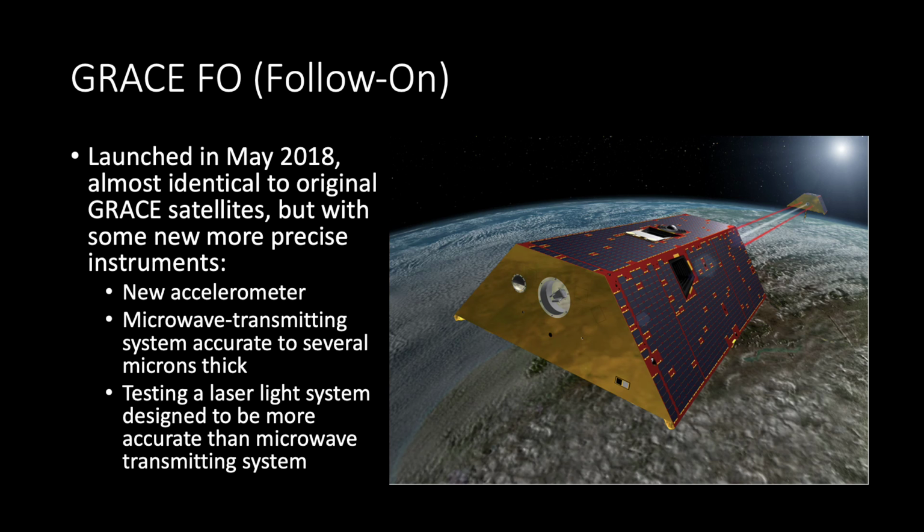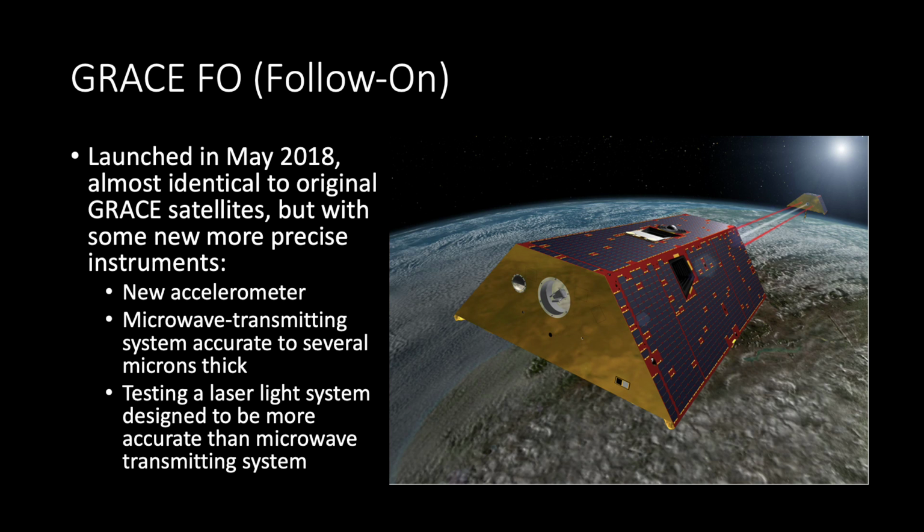So since the initial mission of GRACE was curtailed in October 2017, they have actually launched a new set of twin satellites on a mission aptly named GRACE-FO, FO for follow-on. This mission was launched in May 2018, and it carries new, even more precise measuring systems, including a new accelerometer, a microwave transmitting system accurate to several microns. That's about the thickness of a blood cell. And they are testing a laser light system designed to be even more accurate than the microwave transmitting system.